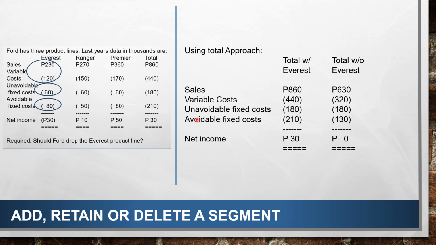So this complete comparative income statement reveals that Ford would earn 30,000 of additional profit by retaining the Everest segment. Because the Everest segment has two things that can help Ford. First, it contributes the contribution margin, and second, it helps in absorbing the unavoidable fixed cost. So the decision again is to retain the Everest segment because it can contribute 30,000 additional profit to the Ford company.